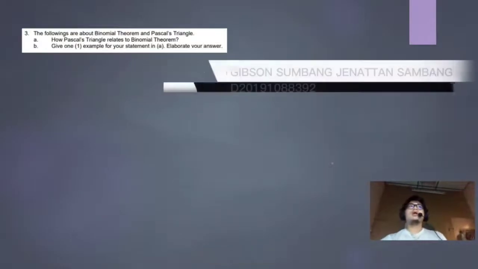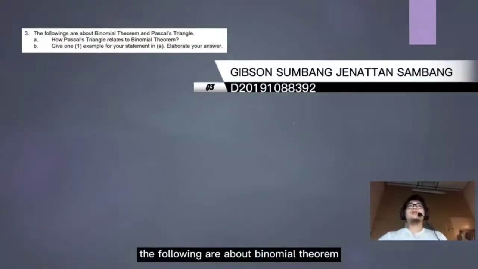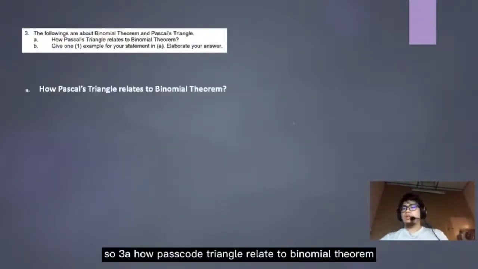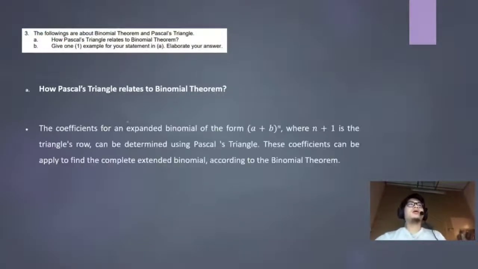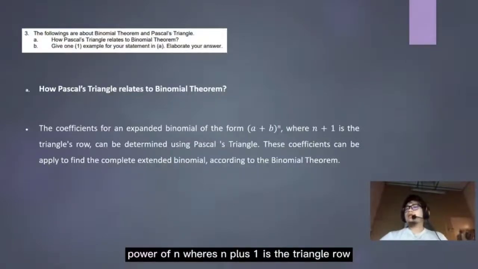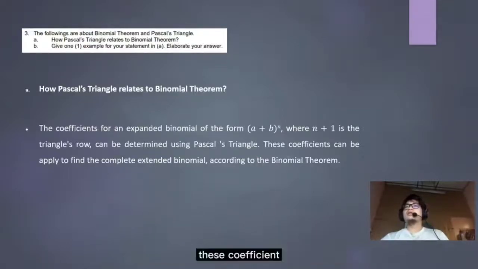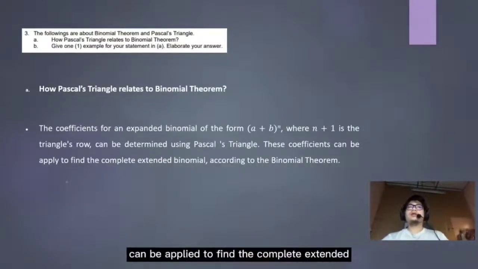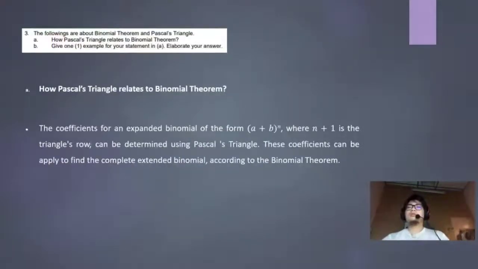So question 3, the following are about binomial theorem and Pascal triangle. 3a, how does Pascal triangle relate to binomial theorem? The coefficients for an expanded binomial in the form of (a plus b) to the power of n, where n plus 1 is the row of the triangle, can be determined using Pascal triangle. These coefficients can be applied to find the complete expansion according to the binomial theorem.